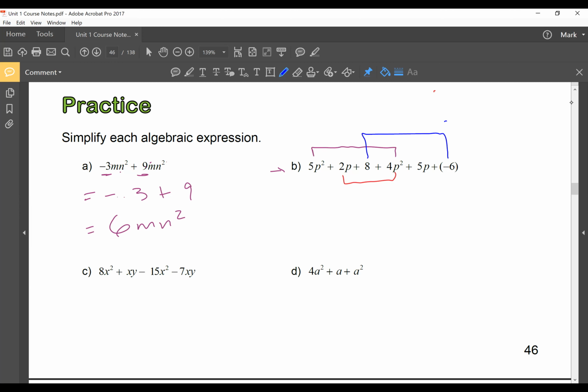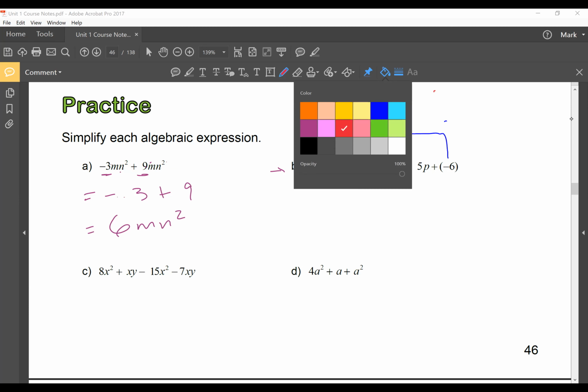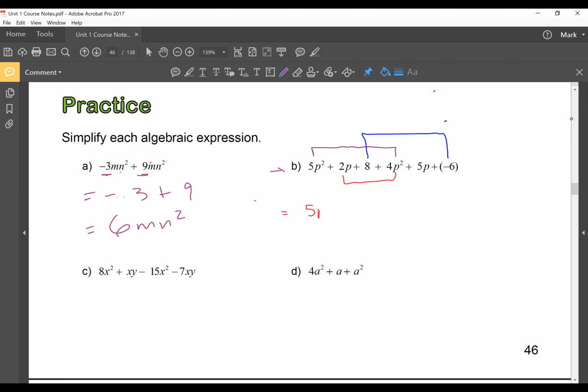5p squared plus, now you do not need to do this on a test, but I'm going to rearrange this. 5p squared plus 4p squared. 2p and 4p squared are not like terms. 2p and 5p are like terms. Exactly. So I'm going to combine them by writing them next to each other. On a test, you do not need to show me this part. Be careful with the -6 there. Keep the -6. Now I'm going to combine them. Easy. 9p squared plus 7p plus 2.